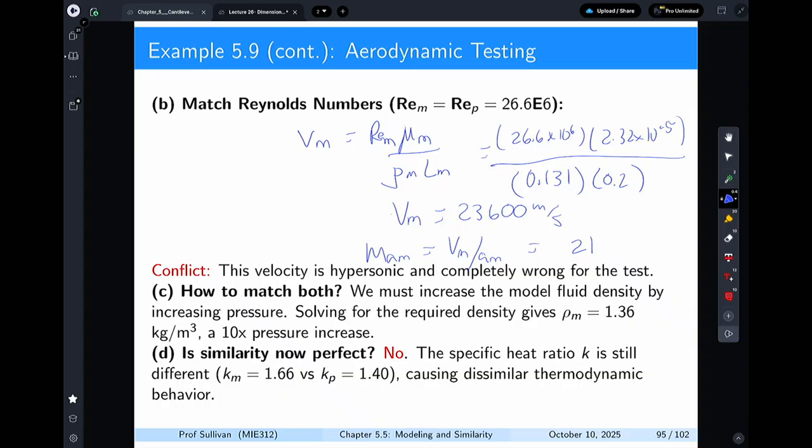So again, as much as I can, when I'm running these cases, I'm trying to keep things as close as possible so that I can extrapolate out to the prototype. And then I have the specific heat ratio, and that's still different, and there's different thermodynamic behavior. Any questions on this one?